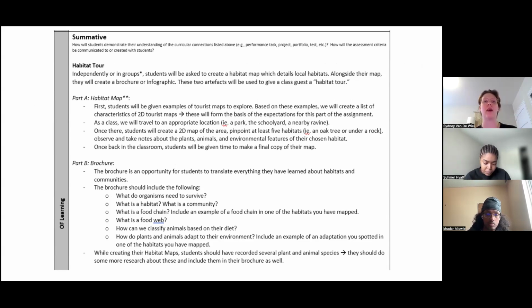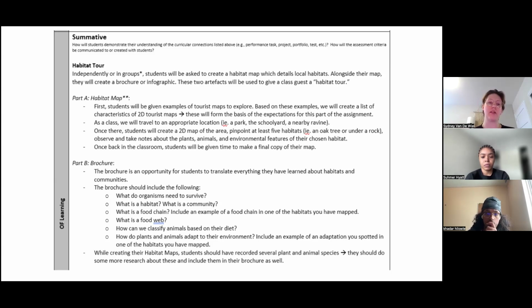Part A is a habitat map. Students will create a map of a local environment. It could be their schoolyard, it could be a local park, it could be a ravine. It's an area that we would go to together and they will find habitats. These can be pretty simple habitats. So we're thinking like an oak tree or under a rock or that kind of straightforward thing. And then they'll make a map that includes these habitats.